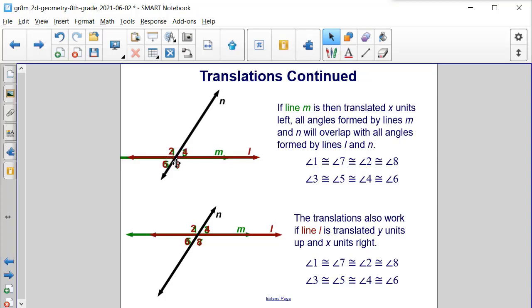It will also make angle 3 congruent to angle 5, which is congruent to angle 4, which is congruent to angle 6. The translations also work if line L, which was originally down here in this lower part, gets translated up and to the right so that it overlaps with line M. We still get the same sets of angles that are congruent to one another. Angle 1 is congruent to angle 7, which is congruent to angle 2, which is congruent to angle 8. And angle 3 is congruent to angle 5, which is congruent to angle 4, which is congruent to angle 6.